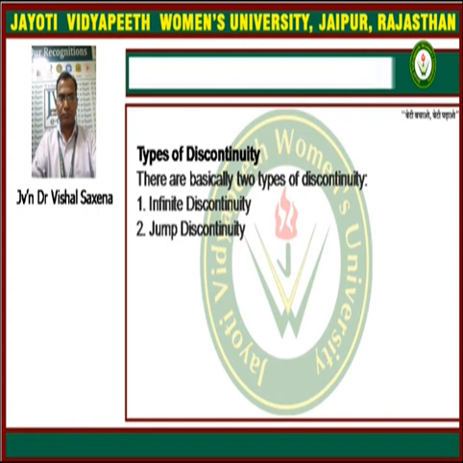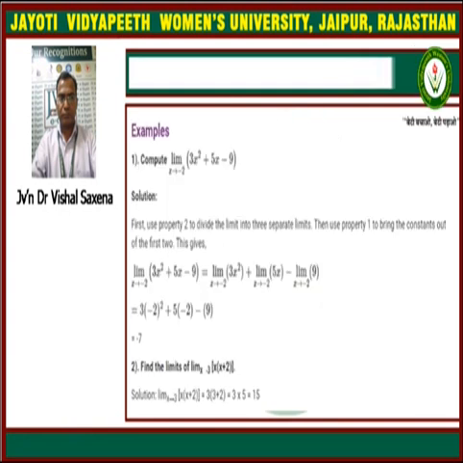One is infinite discontinuity, and the second is called the jump discontinuity. Now next we take some examples to understand this. The first example is: compute the limit of the function 3x² + 5x − 9 as x tends to −2. So x tends to −2 and the function is 3x² + 5x − 9.